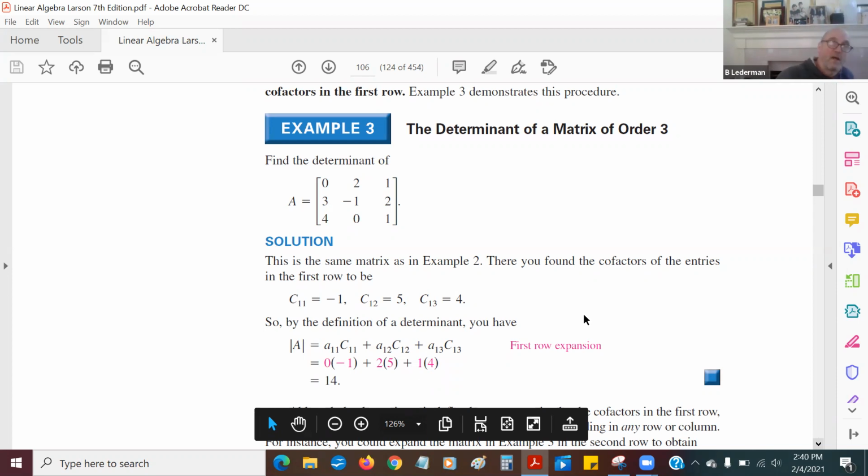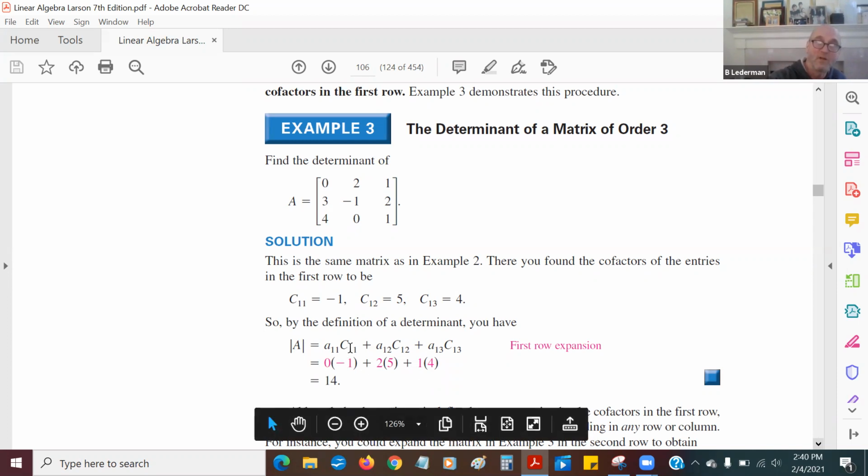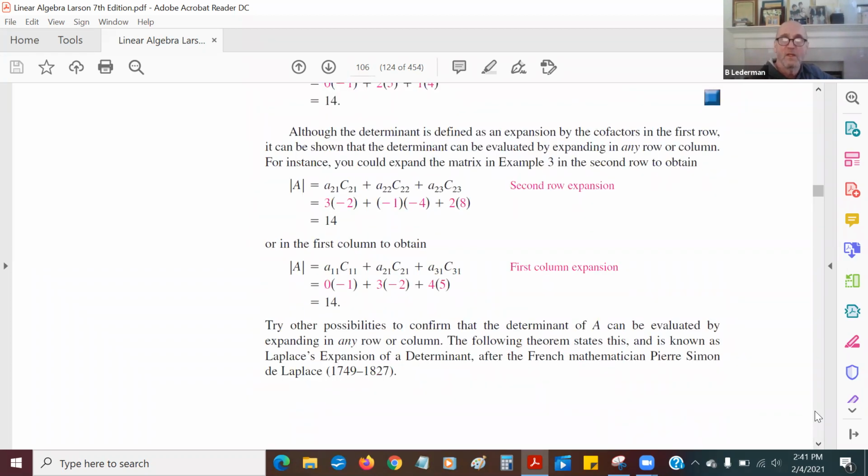By the way, as I said, you don't have to go along the first row. You could use any row or any column to do this. And usually, whichever column or row has the most zeros in it, that's what you want to use. Because notice that when I have a 0 here, I don't even have to figure out C11 because it's just going to get multiplied by 0 anyway. So when it comes to matrices and determinants of matrices, zeros are your friends. Okay, moving on.